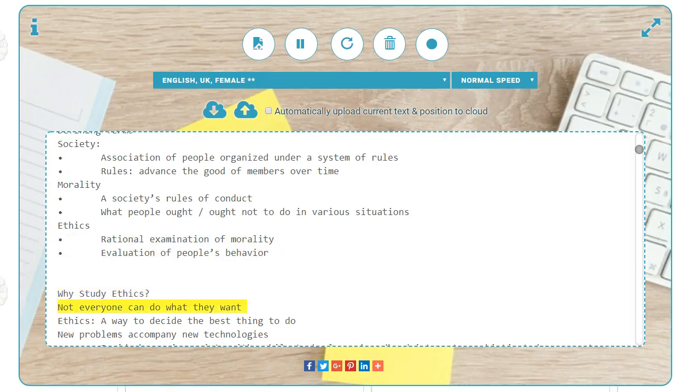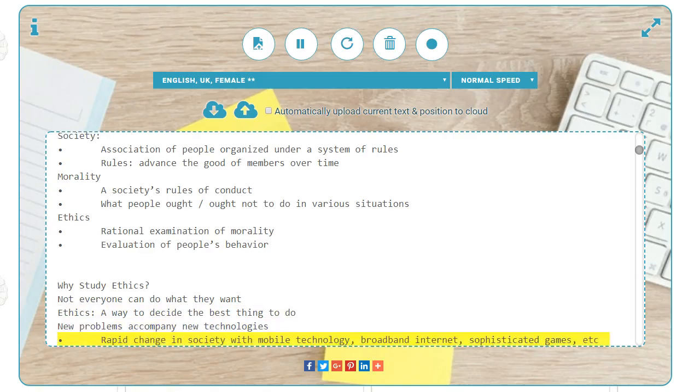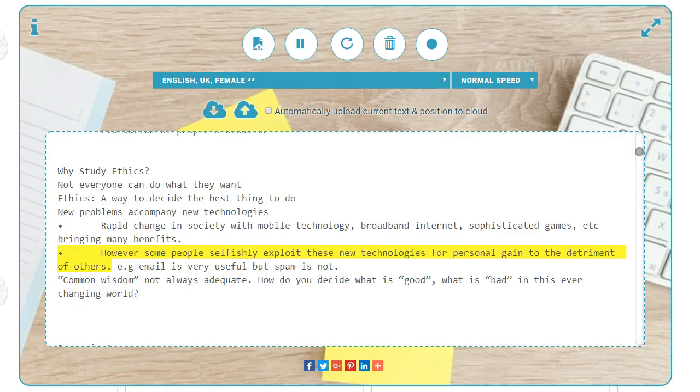Not everyone can do what they want. Ethics is a way to decide the best thing to do. New problems accompany new technologies. Rapid change in society with mobile technology, broadband internet, sophisticated games, etc. bringing many benefits. However, some people selfishly exploit these new technologies for personal gain to the detriment of others. E.g. email is very useful but spam is not. Common wisdom is not always adequate. How do you decide what is good, what is bad, in this ever-changing world?